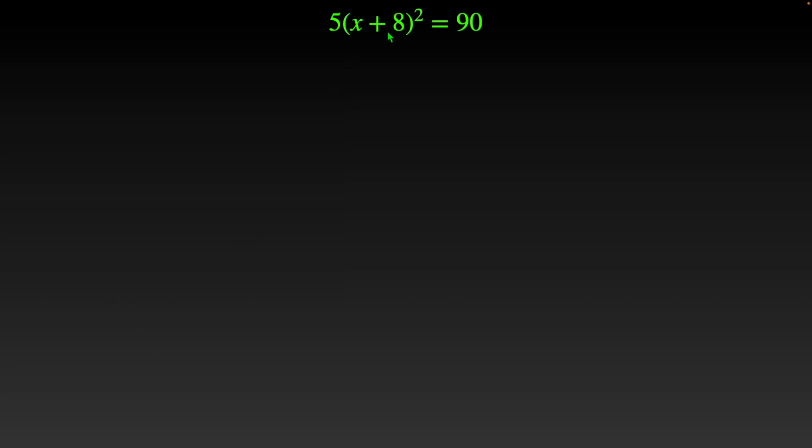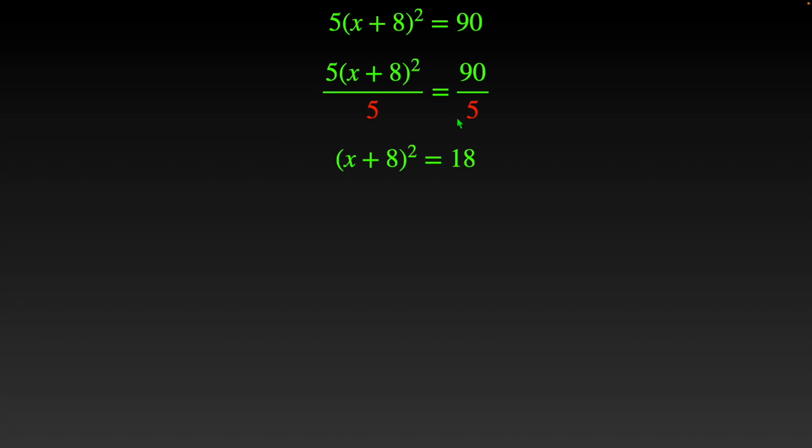Notice here, x plus 8 is squared, but not 5. So what we can do is divide by 5 the left-hand side and the right-hand side. Now this 5 will cancel out with this one. And we just get x plus 8 squared on the left-hand side. And 90 divided by 5 is 18. Now, since x plus 8 is squared, I cannot move the 8 to the other side. I must first take the square root of both sides.